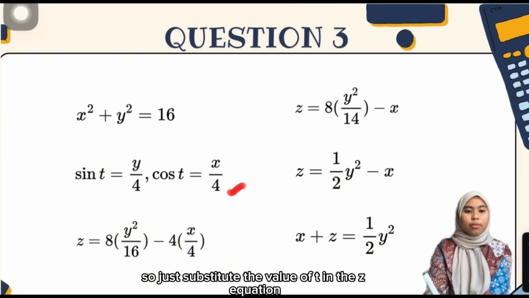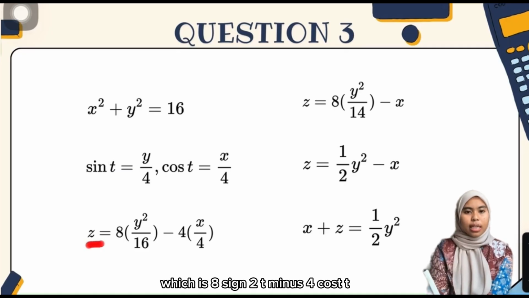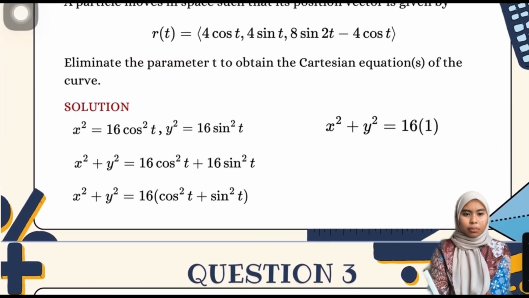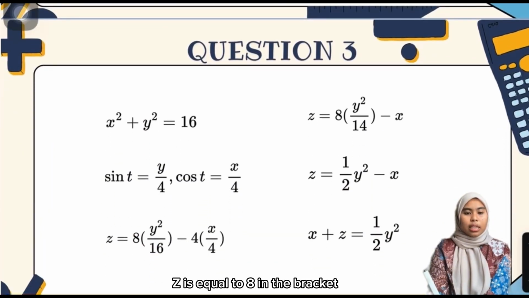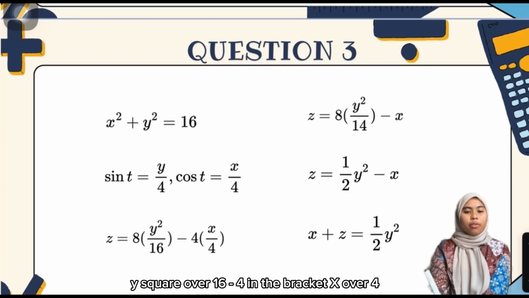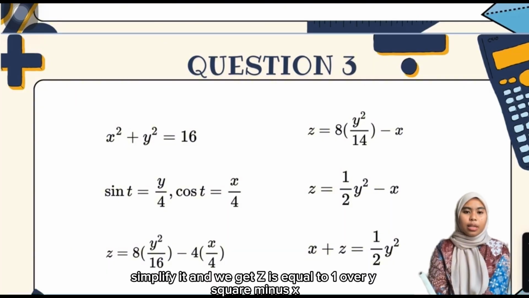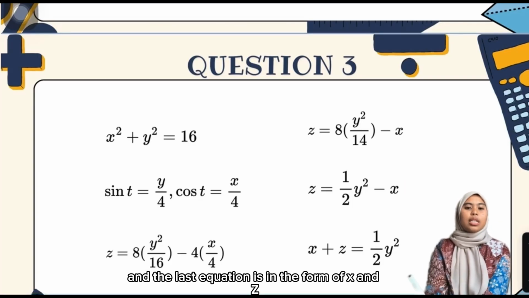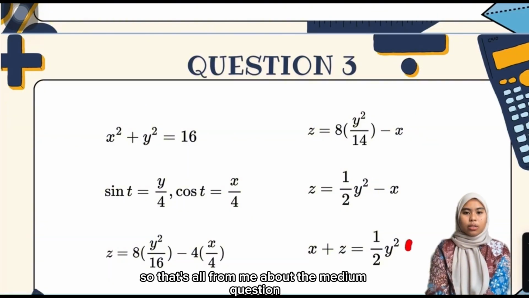So just substitute the value of t in the z equation, which is 8 sin 2t minus 4 cos t. Substituting, we will get z is equal to 8 in the bracket y squared over 16 minus 4 in the bracket x over 4. We simplify it, and we get z is equal to 1 over 2y squared minus x, and the last equation is in the form of x and z. So that's all from me about the medium equation.